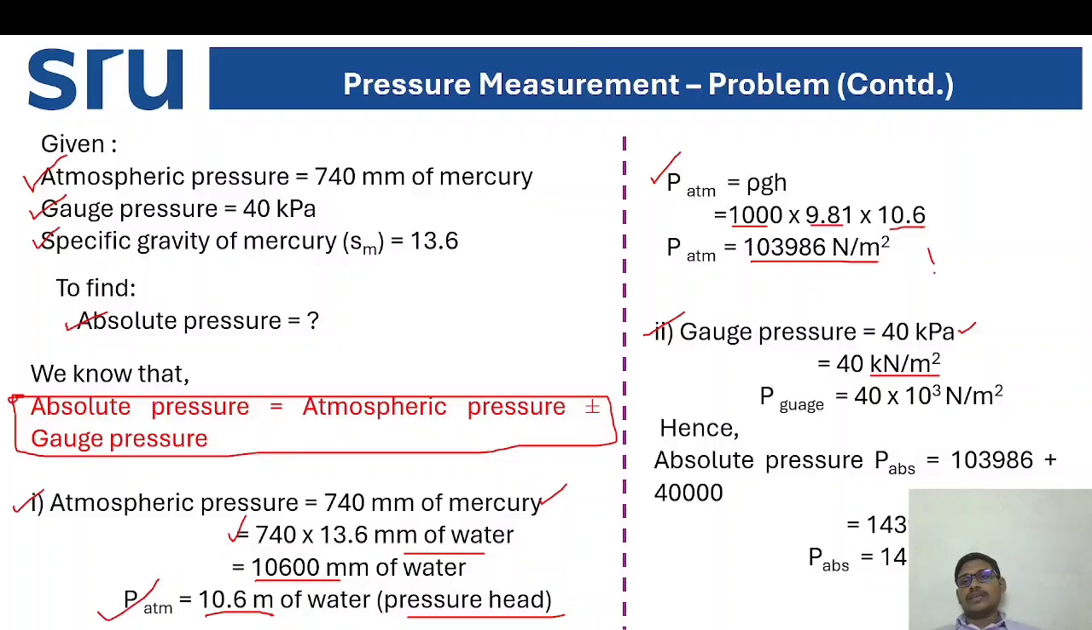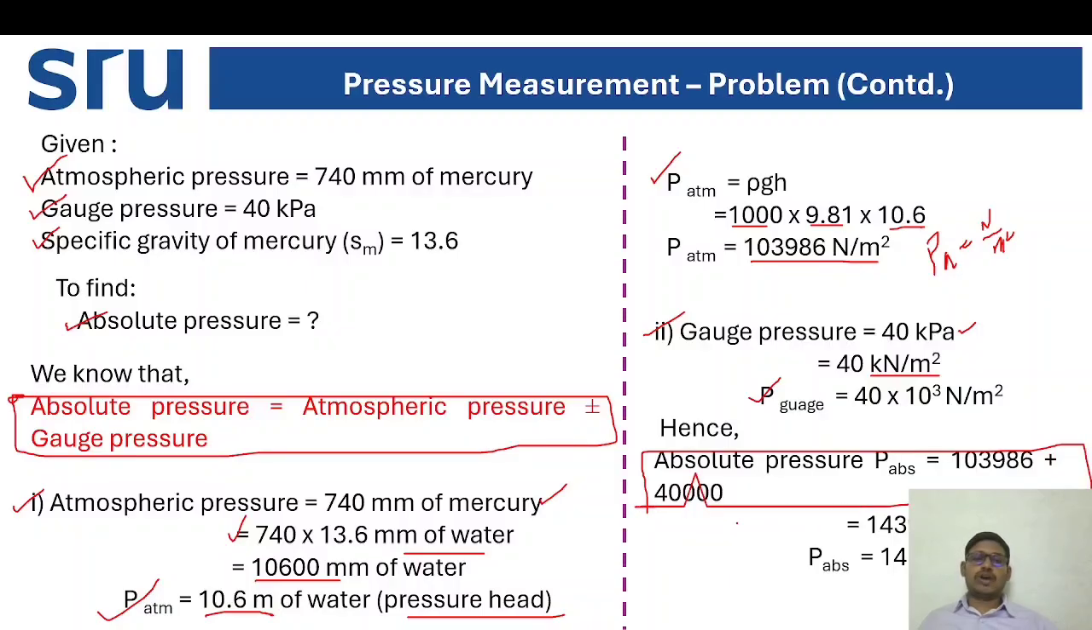Pascal is nothing but 40 kilonewton per meter square. So P gauge equals 40 into 10 cube Newton per meter square. Hence, absolute pressure equals atmospheric pressure plus or minus gauge pressure. Agree? Everyone will agree, right?